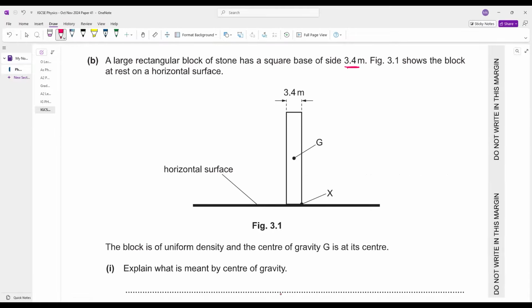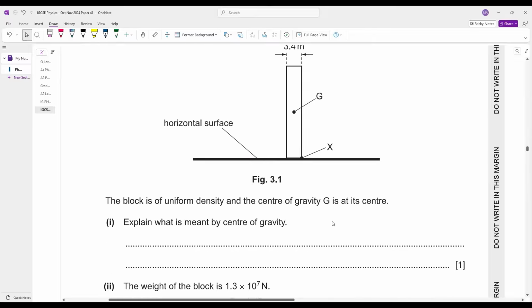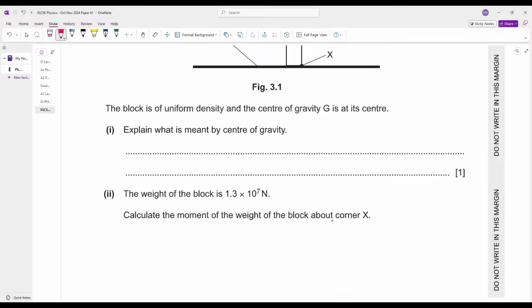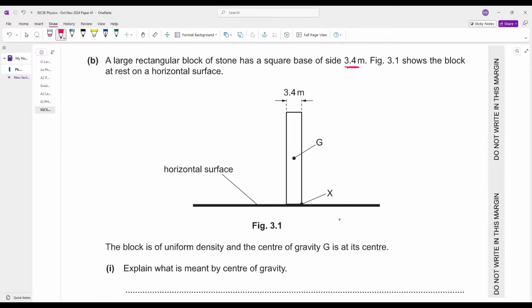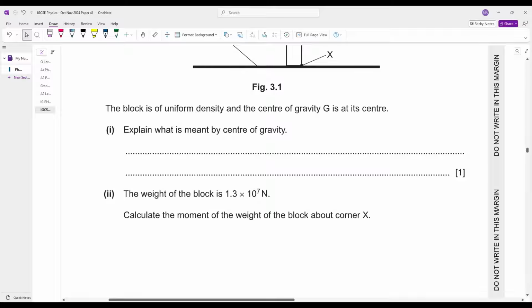3.4 meters. अच्छा जी यहाँ पे side क्या है? 3.4 meter. Figure 3.1 shows the block at rest on a horizontal surface. The block is of uniform density and the center of gravity G is at its center. अच्छा जी यहाँ पे आपके पास center of gravity है G. State what is meant by center of gravity. What is meant by center of gravity?